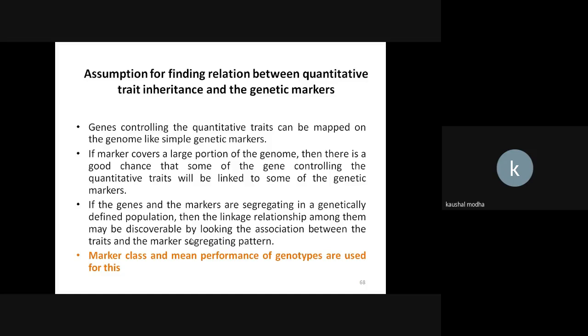Now, this is the basic idea of QTL analysis, how qualitative markers can be utilized to assess quantitative trait. So, if our markers cover larger portion of the genome, then there will be good chance that there will be a marker which is linked with a particular QTL locus.